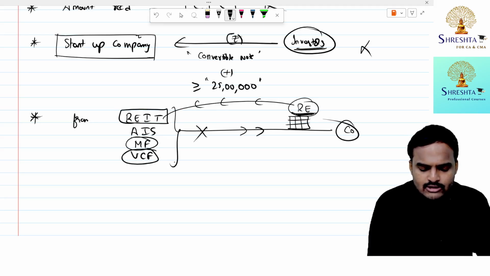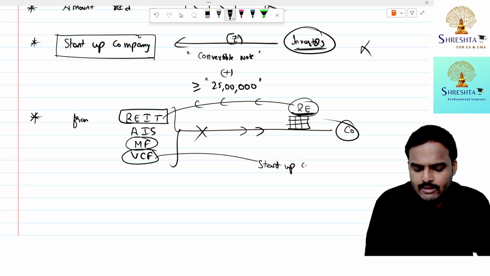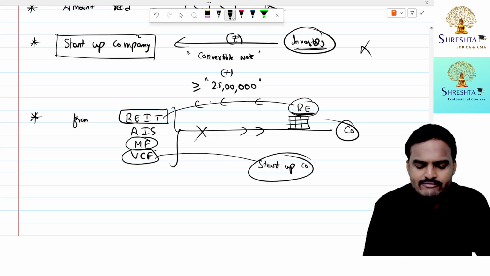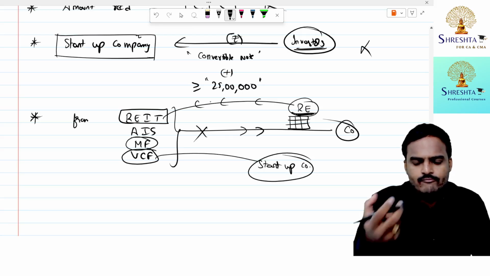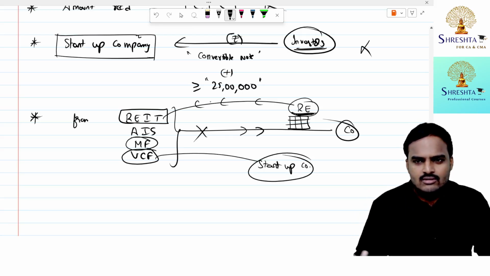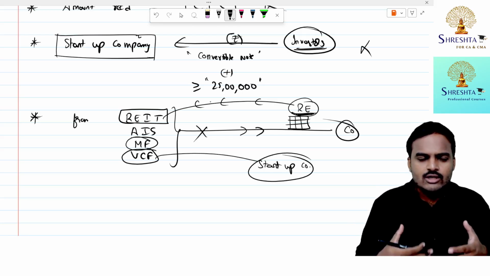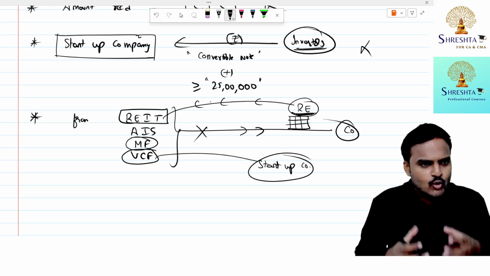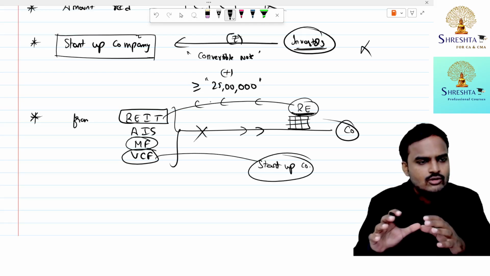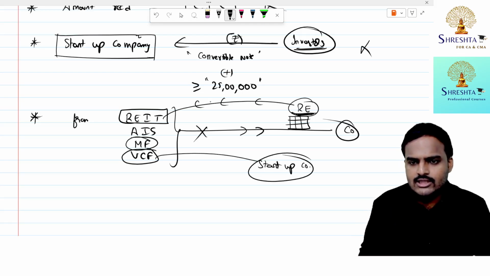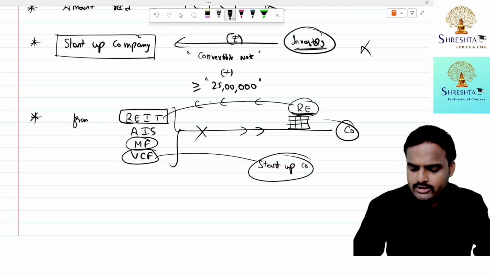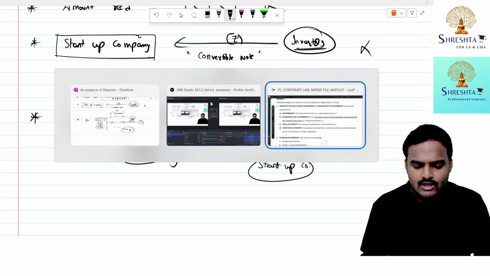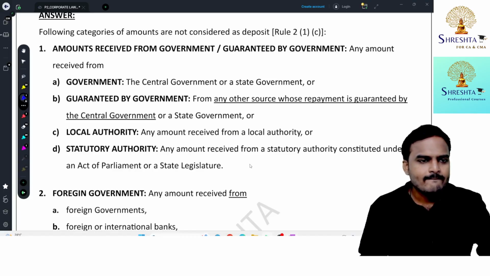Venture capital funds, they will make investment in startups. They will invest money in startup companies. See, against these investments, if companies issue equity shares or preference shares or debentures, then they will not come under the definition of deposits. No problem. Suppose the company is not giving any equity share, not giving any preference share, just receiving a loan. Now such loans are also not treated as deposits. Are you all getting my point, students?